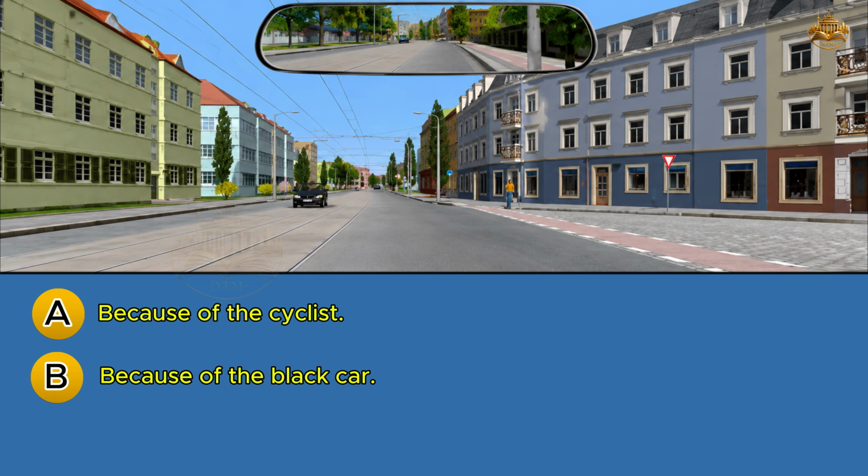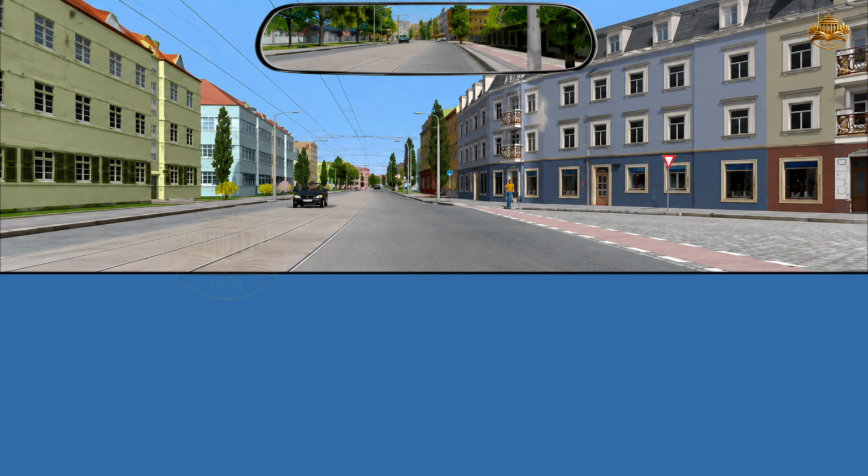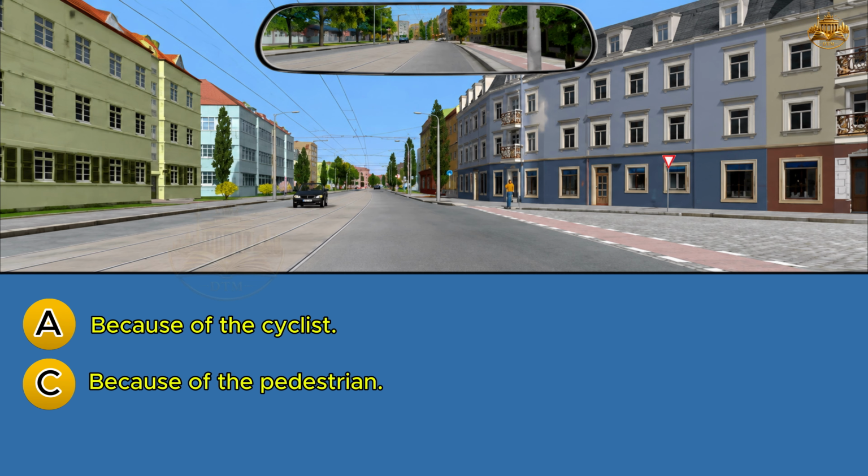Option B: because of the black car. The black car is driving on the road ahead, but it does not interfere with my right turn. Therefore, the black car is not the reason why I have to wait. Option C: because of the pedestrian. There is a pedestrian crossing the road in front of me. I must wait and allow the pedestrian to cross safely before turning right. So, what are the correct answers? The correct answers are A and C.